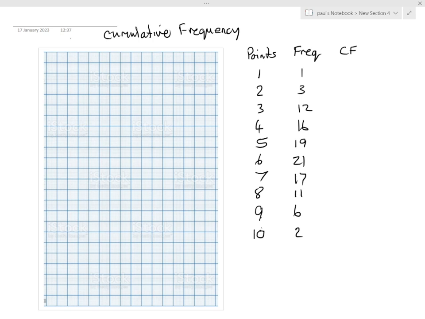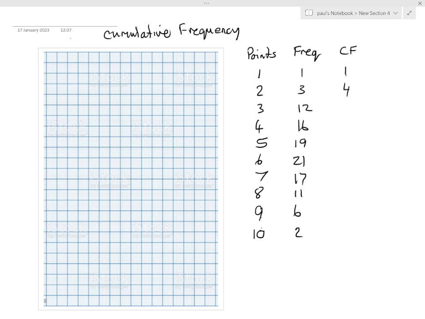Now, what we do with the cumulative frequency is we're working out interquartile range, really, and we're also working out the percentage of people that scored more than 5 points or something, or less than 3 points. So those are the main questions, but we have to go through quite a bit of working out to get there.